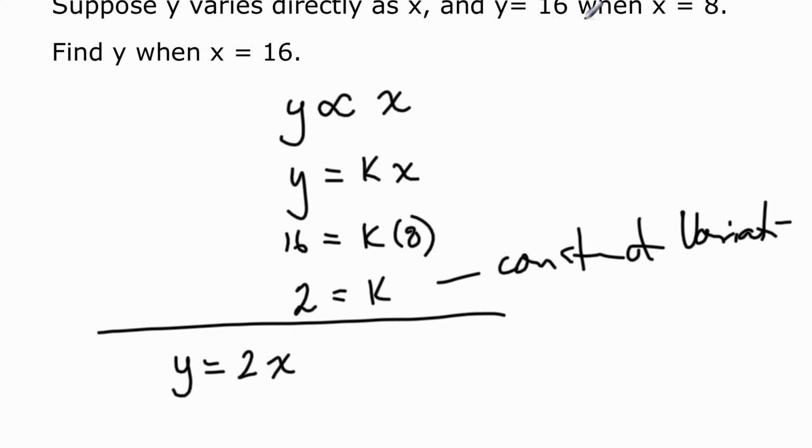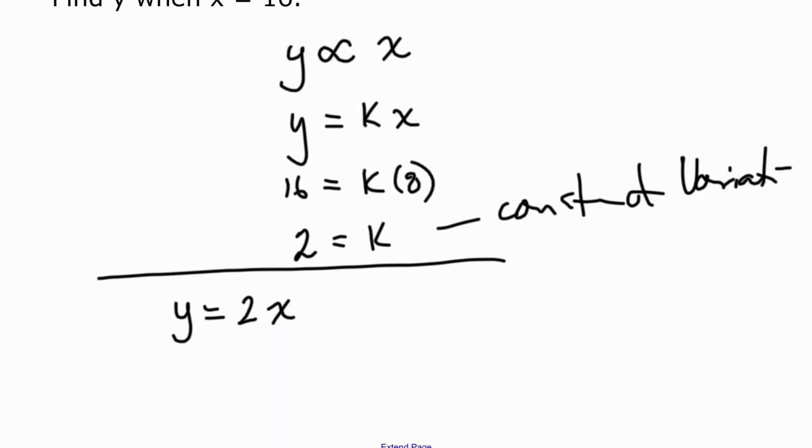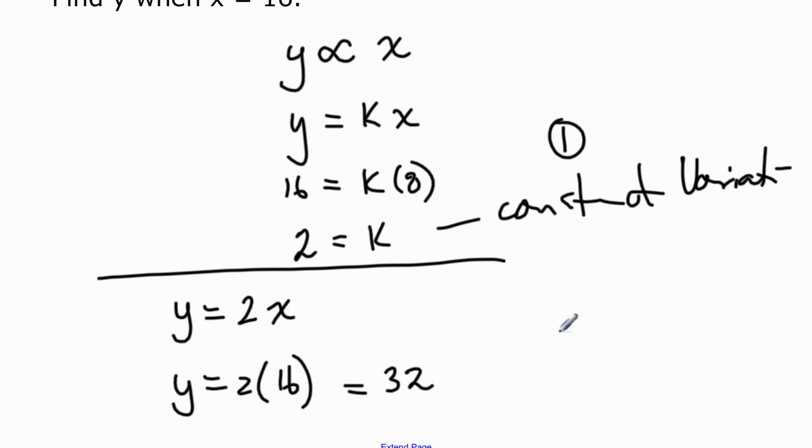Then they say, determine what y is when x is 16. Okay, I can do that. Y is equal to 2 times, they said x is 16, so I put a 16 there. So when x is 16, y turns out to be 32. Again, two steps. First, figure out the constant. Second, use the constant in figuring out whatever question is asked.